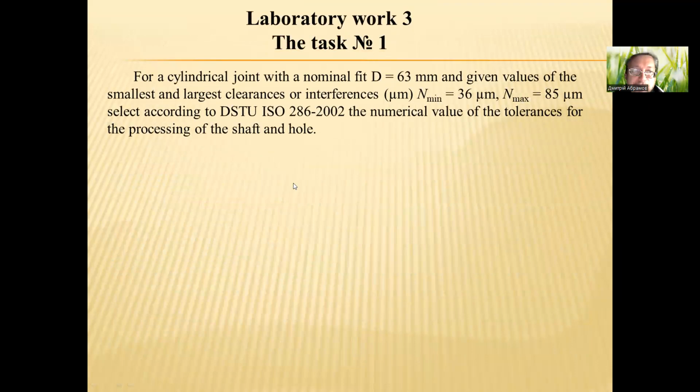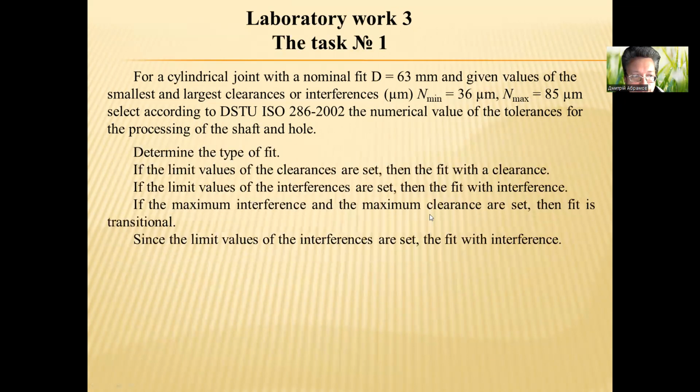For a cylindrical joint with a nominal diameter, big D, equal to 63 millimeters, and given values of the smallest and largest interferences, N minimum equal to 36 micrometers and N maximum equal to 85 micrometers, select according to ISO 286-2002 the numerical values of the tolerances for the processing of the shaft and hole. Determine the type of fit.